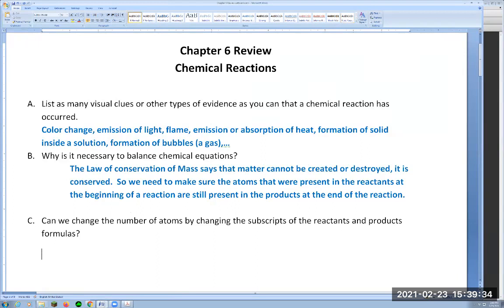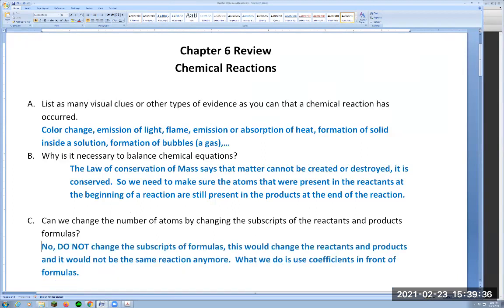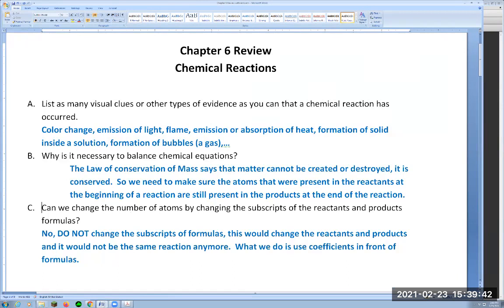Do not do that. Do not ever do that. You are not allowed to change the formulas of the reactant or product, because that would mean you're changing the nature or the identity of your reactant and product. And so it's not the same reaction anymore. You're not talking about the same substances anymore. So this is a big no-no.